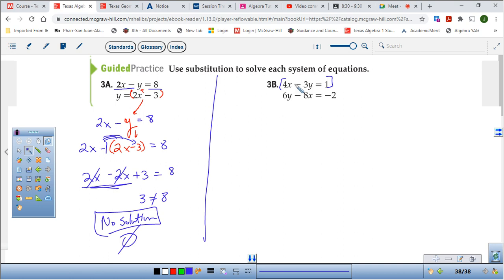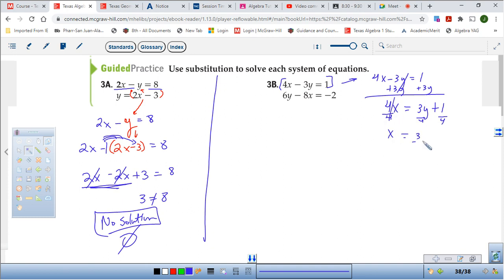Again, why the first one? Because I saw that it has smaller numbers. So I'm going to come out here and do 4x minus 3y is equal to 1. I'm going to add 3y, add 3y. These cancel out. I'm going with 4x is equal to 3y plus 1. Divide by 4, divide by 4, divide by 4. Cancel out here. x is equal to 3 fourths y plus 1 fourth.